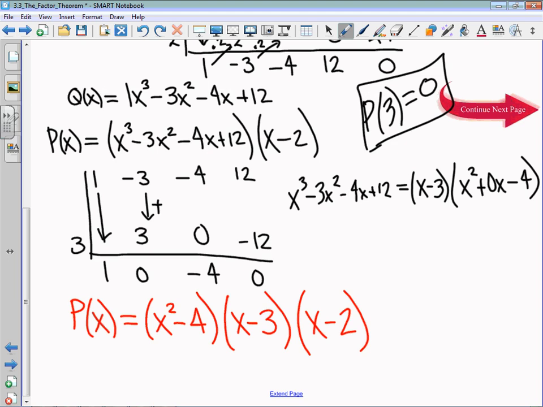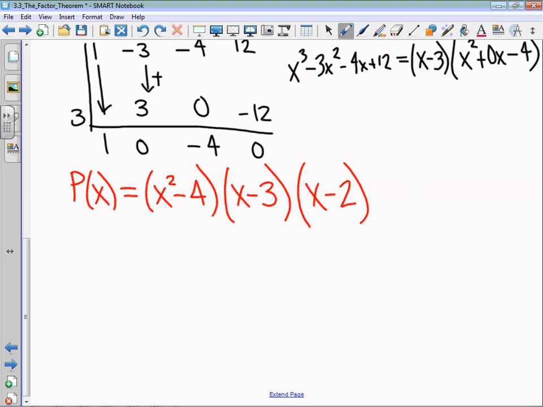And so we go one step further. To factor x squared minus 4, we use our quadratic techniques. That's a difference of squares. So that's going to be x minus 2 times x plus 2. The x minus 3 is still there. The x minus 2 is still there.